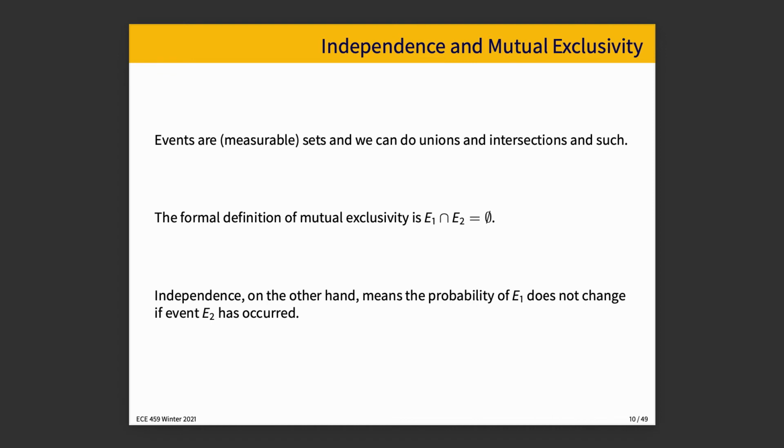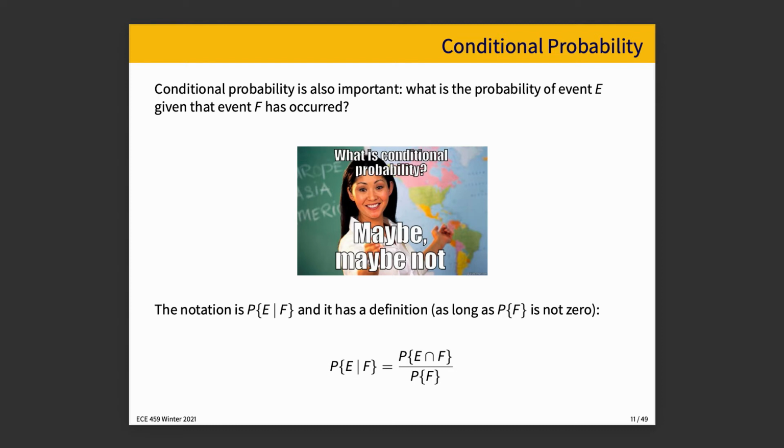Events are sets, and you can do things like unions and intersections and stuff like that. So you could say actually the formal definition of mutual exclusivity is E1 intersect E2 is the empty set. Independence, on the other hand, means the probability of event 2 does not change if event 1 has occurred, or event 1 does not change if event E2 has occurred. That's also fine.